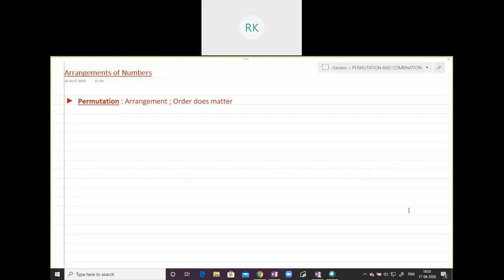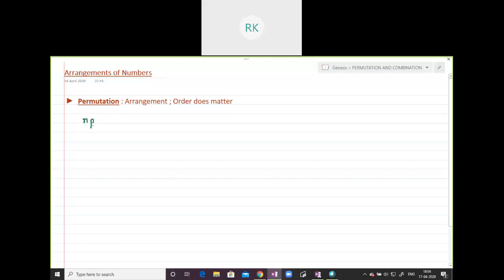Arrangement of numbers. What is the meaning of this? So we'll try to understand. Everybody, very simple: how do we arrange the numbers? And of course, the topic is permutation. Everybody knows this formula. I'm just reminding you.